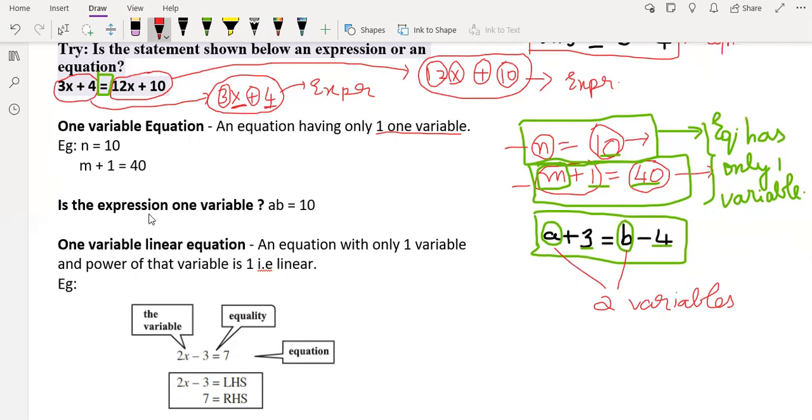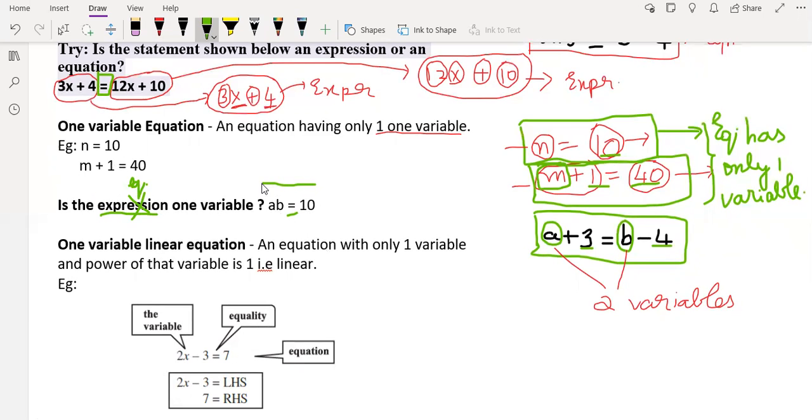So first of all, is the expression one variable they're asking? This should not be expression. It should be equation, as it is having an equal to sign. So is the equation one variable they're asking.